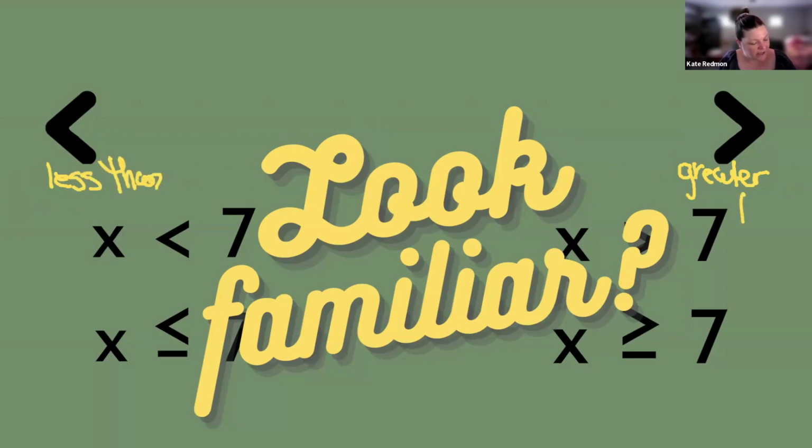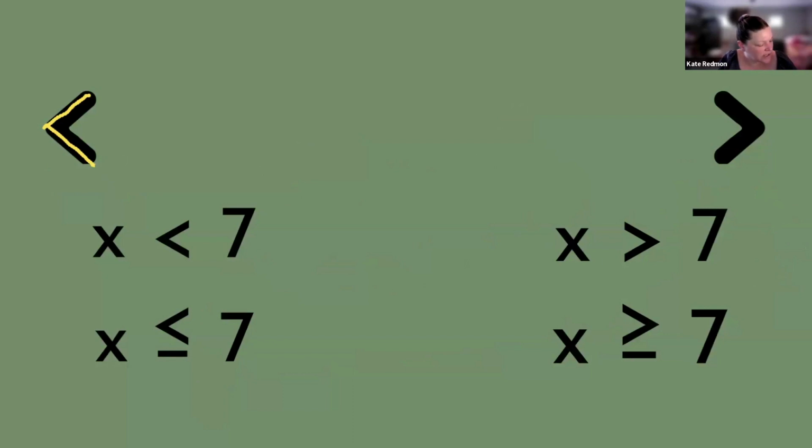They don't come from alligators. They come from our number line. So if you forget which one says greater and which one says less, draw yourself a real quick number line, get yourself oriented. And so what does this first inequality say? It says x is less than 7.